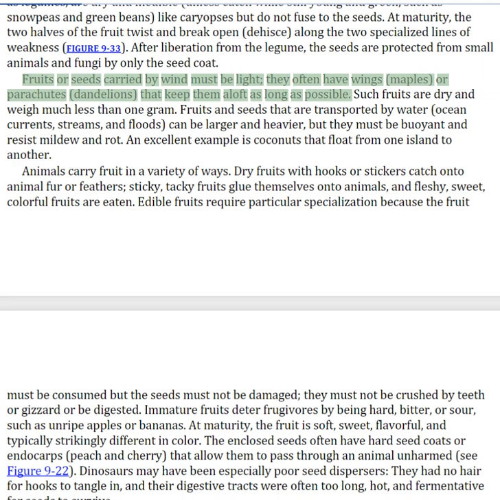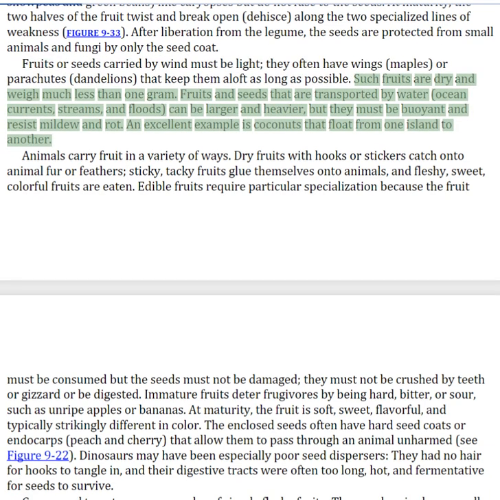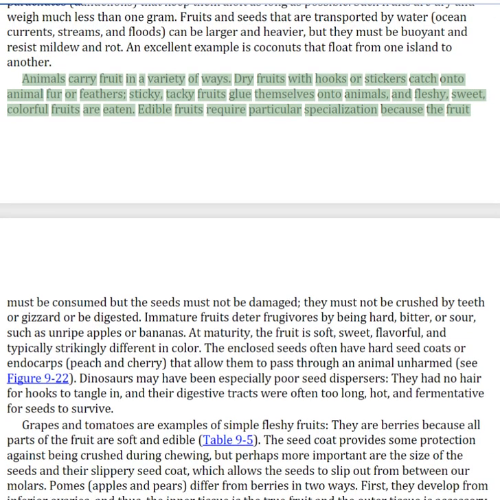Fruits or seeds carried by wind must be light. They often have wings or parachutes that keep them aloft as long as possible. Such fruits are dry and weigh much less than 1 gram. Fruits and seeds that are transported by water can be larger and heavier, but they must be buoyant and resist mildew and rot. An excellent example is coconuts that float from one island to another. Animals carry fruit in a variety of ways. Dry fruits with hooks or stickers catch onto animal fur or feathers. Sticky, tacky fruits glue themselves onto animals, and fleshy, sweet, colorful fruits are eaten.